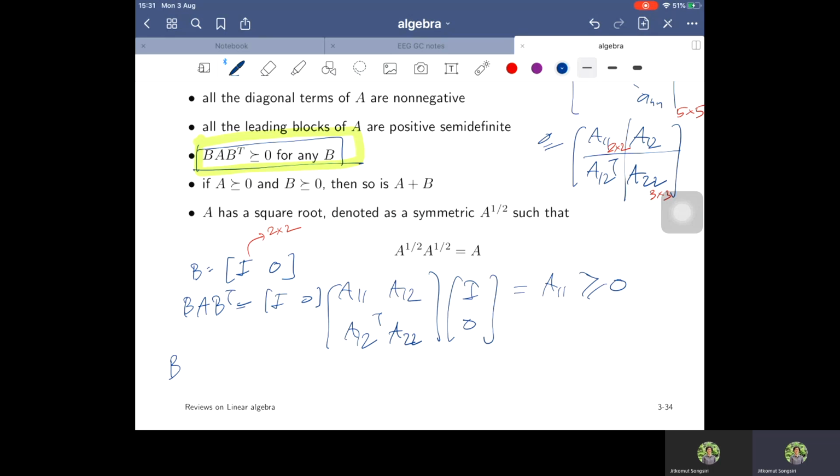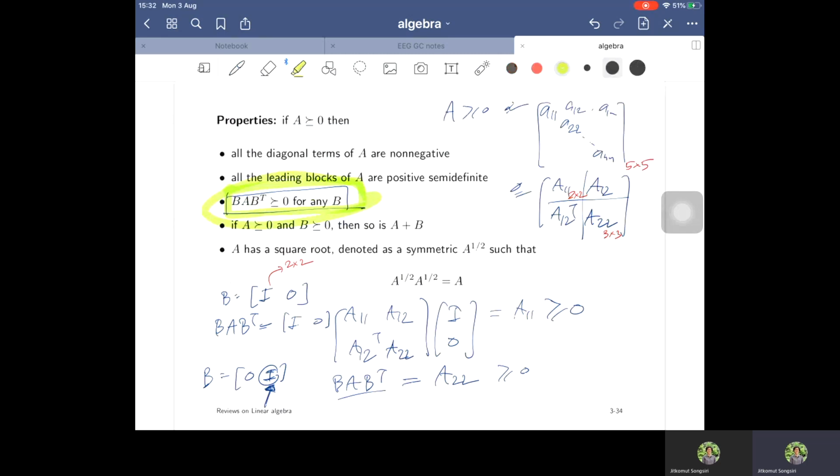If I choose B to be 0 and I, take a look again, just verify yourself what would be the size of this identity so that the multiplication is valid. B transpose A B is going to be A22, and again by this property that we just derived, you can further conclude that A22 must be positive semi-definite also. This means whenever you have positive semi-definite matrices, all the main diagonal blocks have to be positive semi-definite. This is one important result. All the leading blocks of A are positive semi-definite.